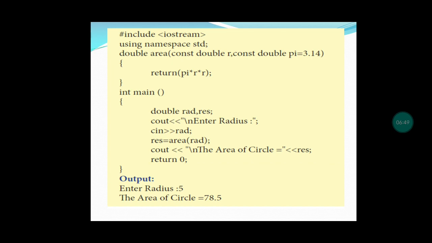Here, inside the main program, double rad and res have been declared. We are getting the radius from the user. Res equal to area of rad. The radius value is given as 5.